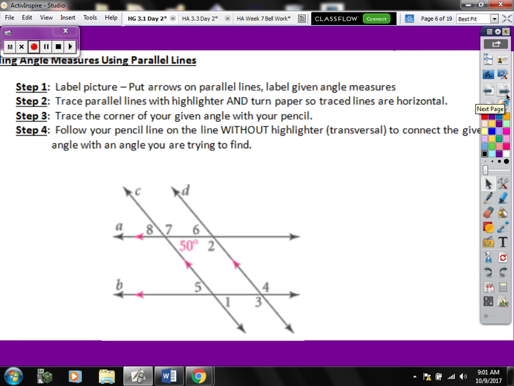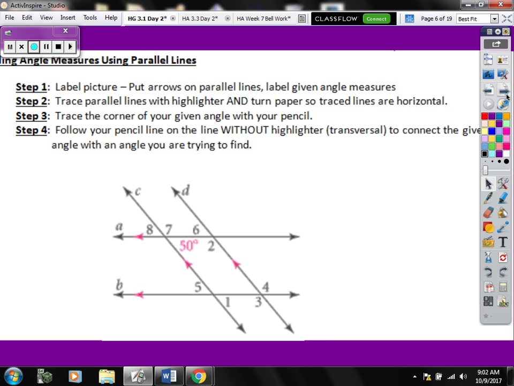All right. Today we're going to see some that have multiple pairs of parallel lines. Again, we are going to justify. My suggestion to you again is to use highlighters or colored pencils, but I would label the pictures if we need to. We will trace our parallel lines with a highlighter, and some of you may want to turn your paper so that the trace lines are going horizontally. That way it's easier for you to visualize. You don't have to though.